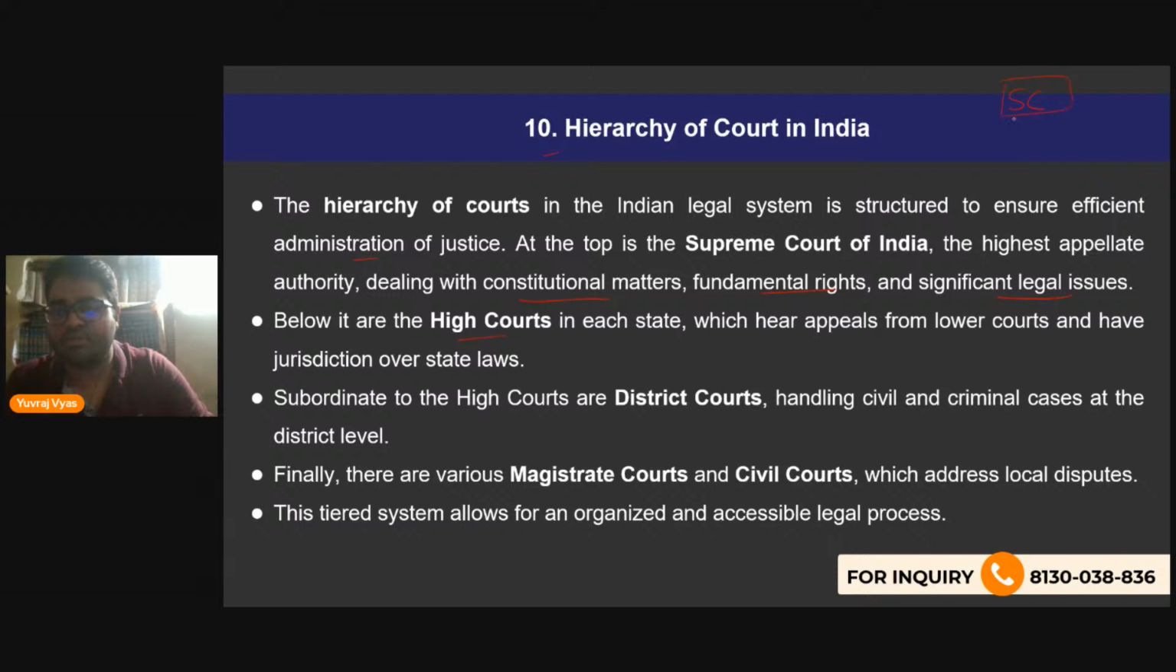So Supreme Court is on the top. Below it are the high courts. So if there is an appeal, it will go from the High Court to the Supreme Court. An appeal from the Supreme Court cannot come to the High Court. Why? Because Supreme Court is the highest legal judicial wing.